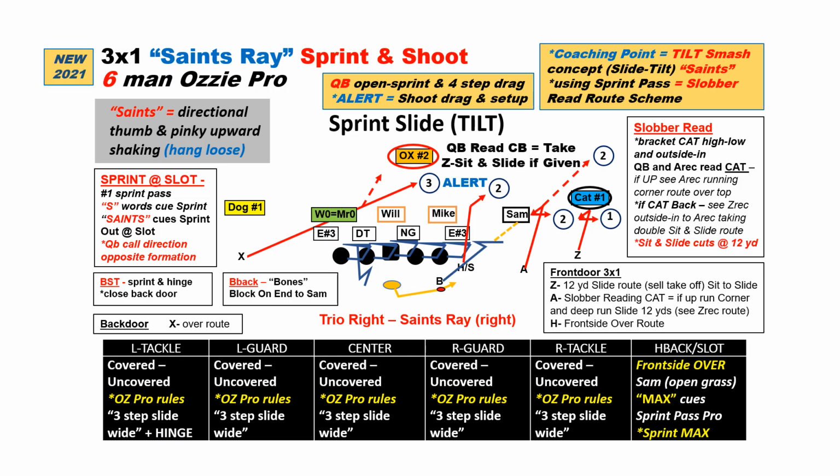Last, if we run it from a 3x1, real simple, the H now, since he's on the front side, will do what we call a front side over route. He's going to get to 12 yards and tilt also, but then run over that Sam linebacker to open grass just like he would from the backside. Read progression all stays the same for the quarterback and for the receivers otherwise.